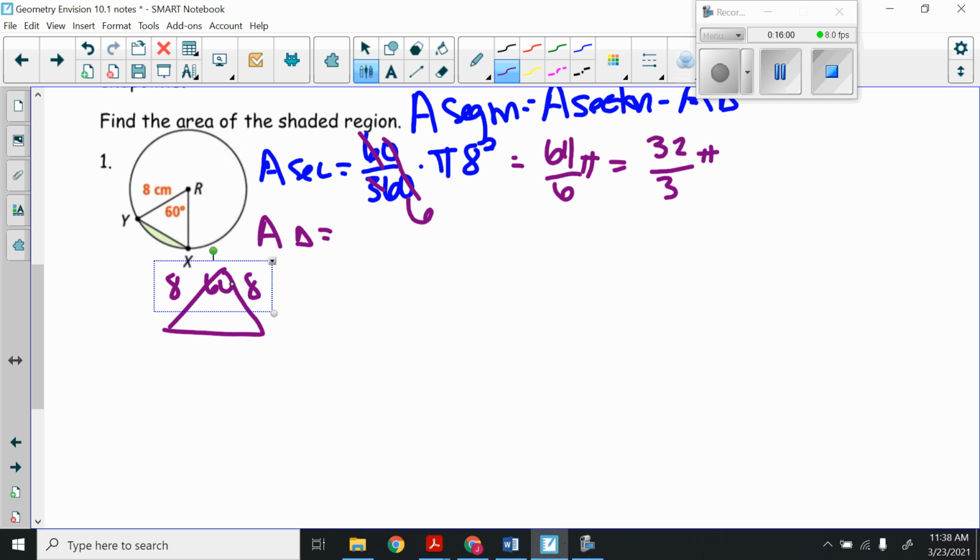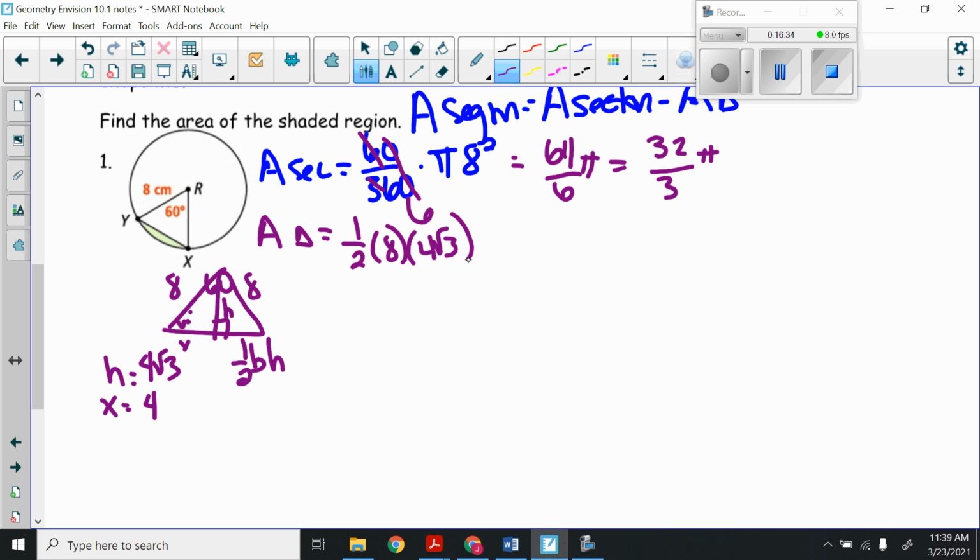That started out being 60. I need to find my height, so that's my altitude that I dropped down. So now I have a 30, 60, 90 triangle. So I know that my height, that is my long leg. My x down here is my short leg. My hypotenuse is 8. My short leg is 4. My long leg is 4 square roots of 3. So remember, the formula for area of a triangle is 1/2 base times height. This entire base would be 8. So 1/2, 8 times my height, 4 square roots of 3. So I end up with 16 square roots of 3 here.